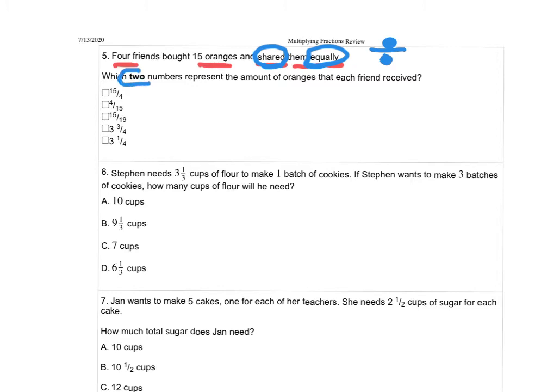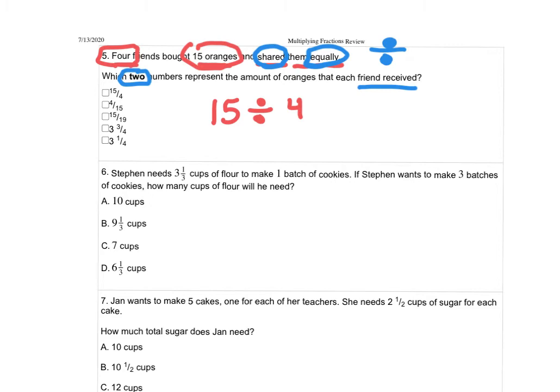Which 2 numbers represent the amount of oranges each friend received? Okay, so we're going to share them, so we're going to have to figure out how many they received. So ask yourself, what are you sharing? What are you giving away? You are giving away oranges. So you're going to put the oranges first. So 15 shared equally means divide, divided by, and how many friends were there? There were 4. So 15 divided by 4.